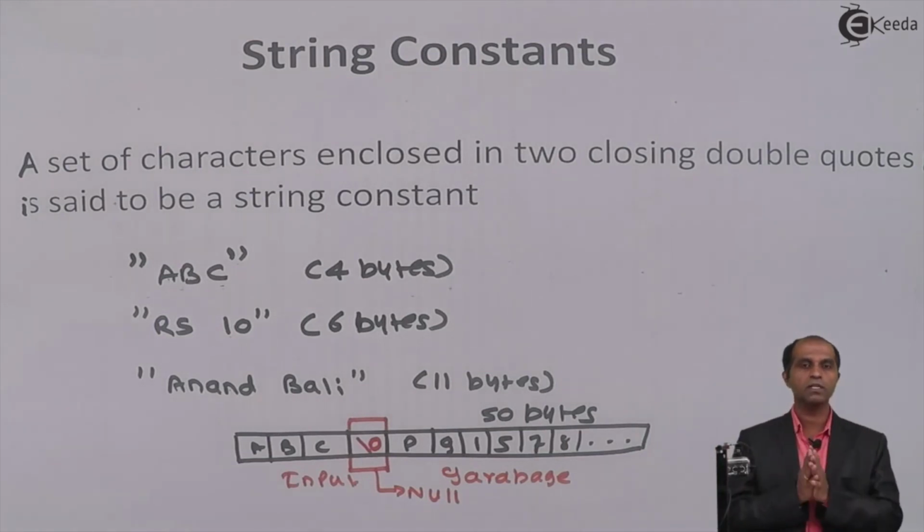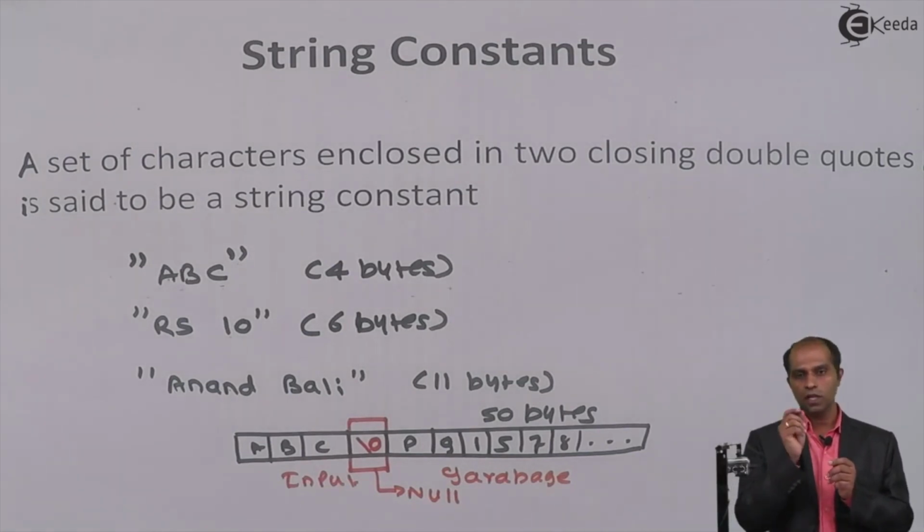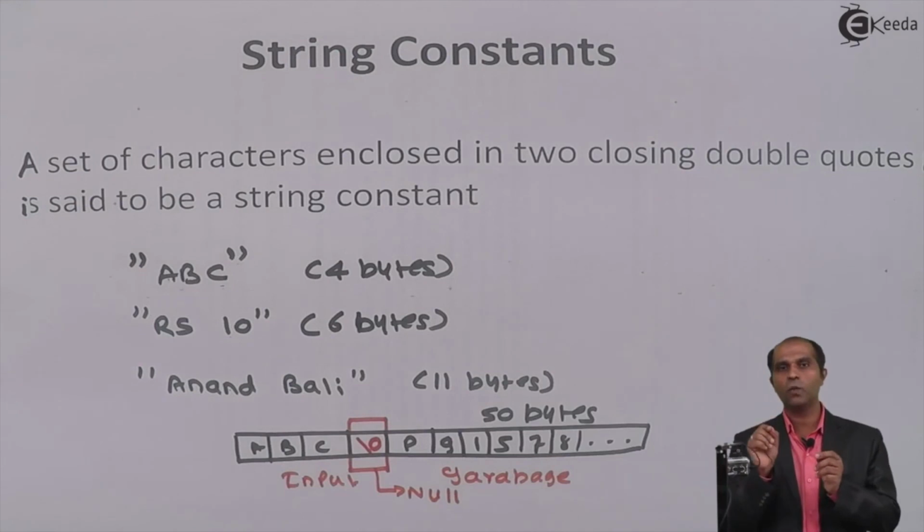To summarize one more time, the definition of string constant: it says that a set of characters enclosed within two closing double quotes is a valid string constant. You can place alphabets, digits, and special characters in it, and the size of a string constant is always equal to the number of characters in the string plus 1 byte.